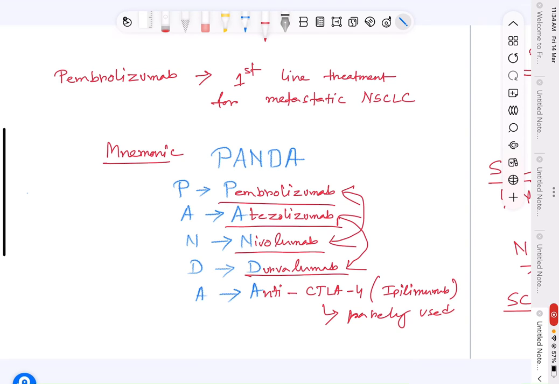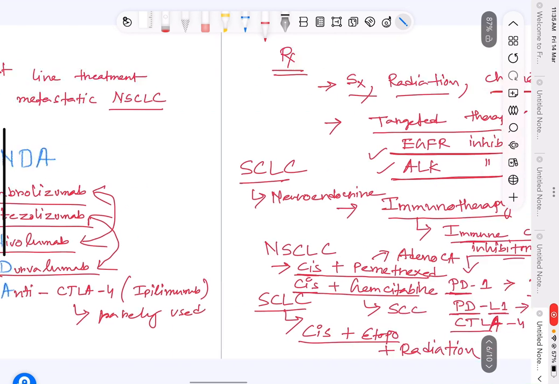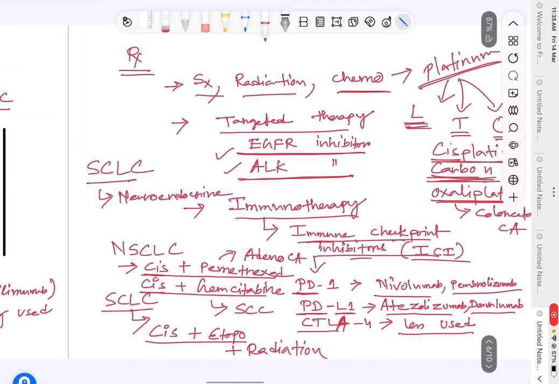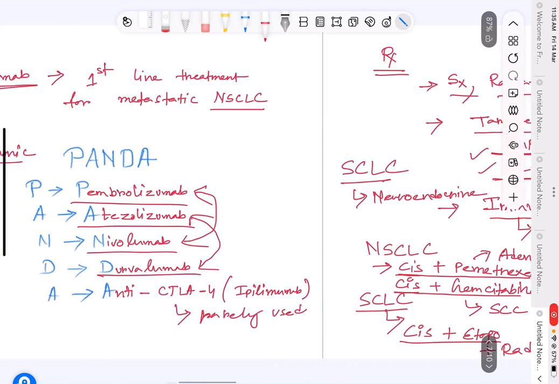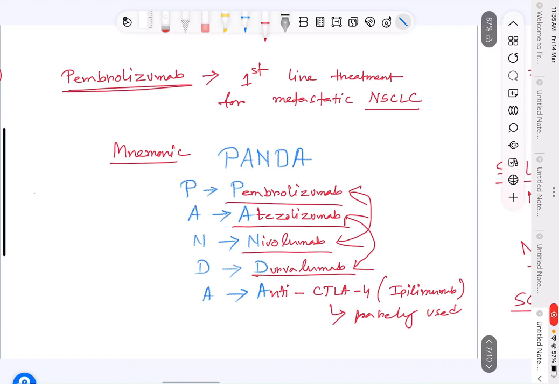Whenever a patient has metastatic NSCLC, pembrolizumab must be added. So we are giving the drugs, we are doing the surgery, the tumor is removed, suppose. We've added chemotherapy. What was the chemotherapy used for NSCLC? We have two categories: adeno-CA and squamous cell cancer. For adeno-CA, we were using cis and pemetrexed, and for squamous cell cancer, we were using cisplatin and gemcitabine. Now, suppose this has turned out to become a metastatic NSCLC. Now we will add pembrolizumab also.